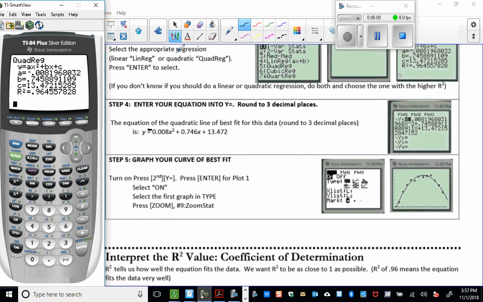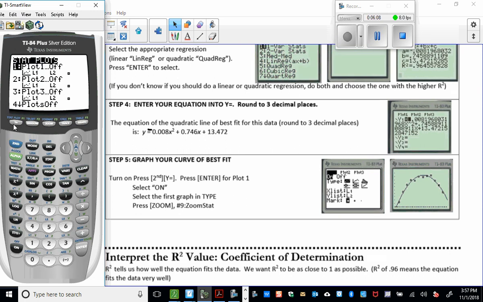So I'm going to go to second on my calculator. I'll go second, y equals, and press enter to turn the plots on, and then select that first choice so the plots are on. This should already be highlighted, right? So I've turned the plots on, and now when I go to the graph, I'm going to go zoom, and I scroll down or select number 9. Oop, too far. Number 9, zoom stat. That's just going to make certain that all the points go on the graph.